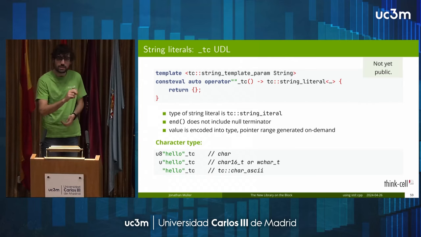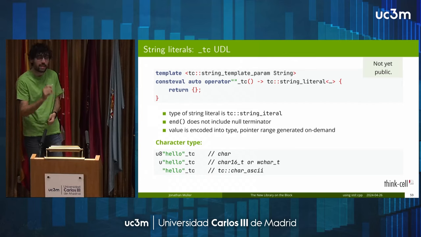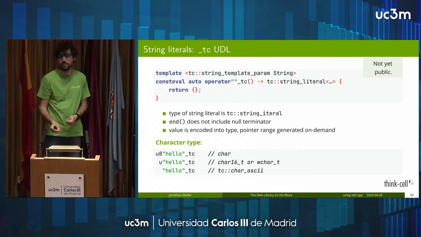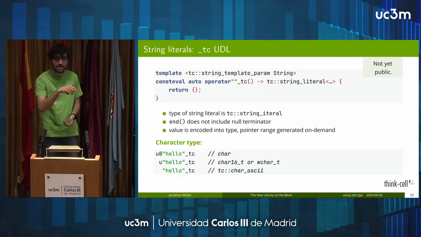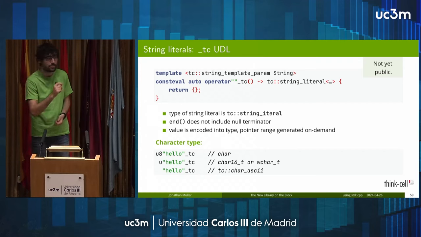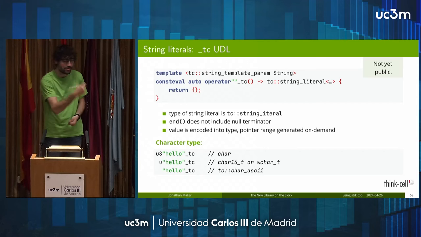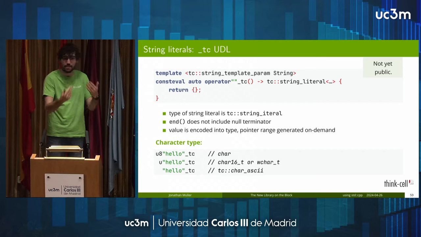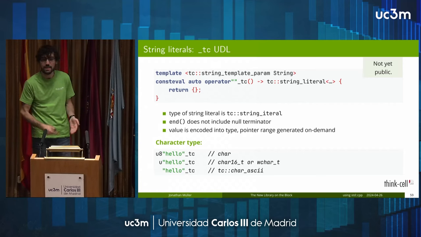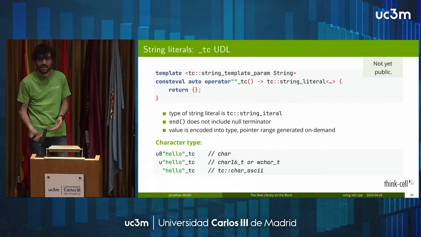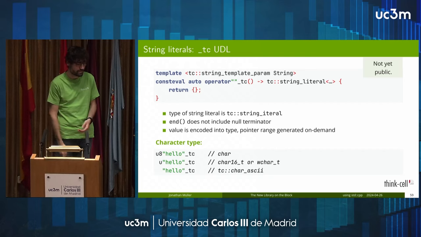So when you write a UTF-8 string literal using our _tc, you will actually get a string literal of type char, because that is the type we use for UTF-8 and not char8_t. Similarly, when you use a Unicode 16 string literal, this will become a range of wchar_t under Windows, because that's the type that we want. And we can do this conversion at compile time entirely in the type system. And if you don't use any prefix, we assume it's ASCII, and we'll give you a range of char_ascii. So this is where we get the type.